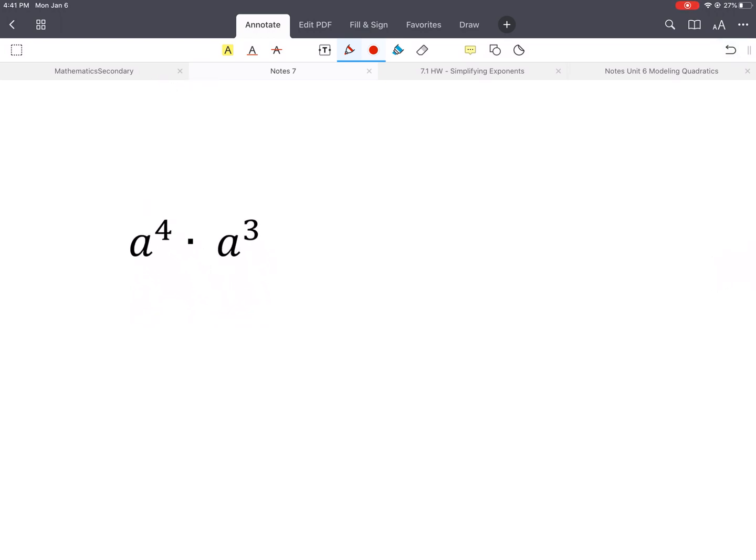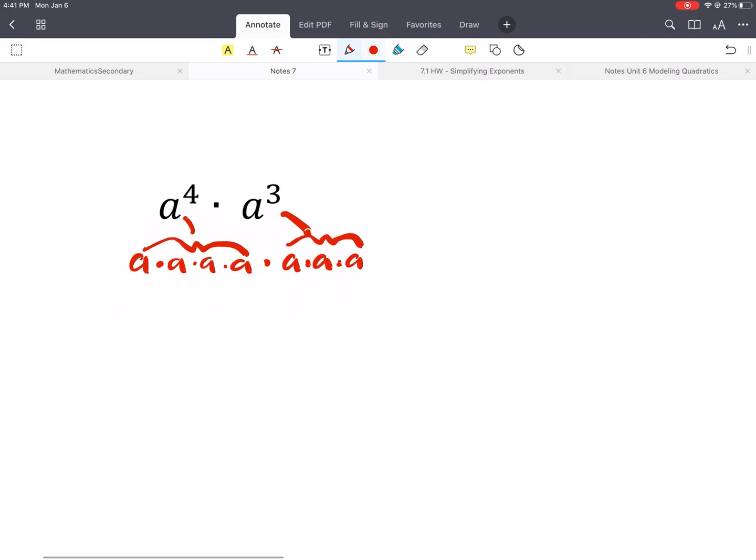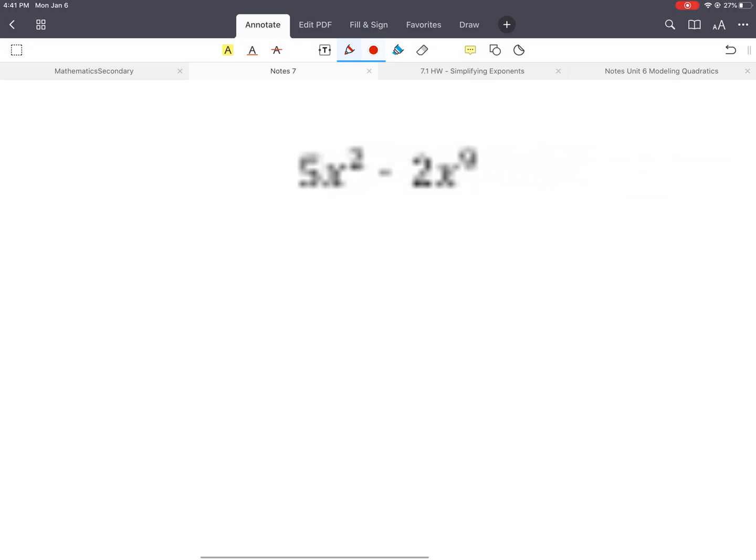Here we're doing variables. That'd be a times a times a times a in this first expression, and then we're going to multiply it by a times a times a. So again, exponents is just telling us how many times we're multiplying the base by itself, or how many there are. There would be a to the 7. Okay, and we can't simplify any further than that.